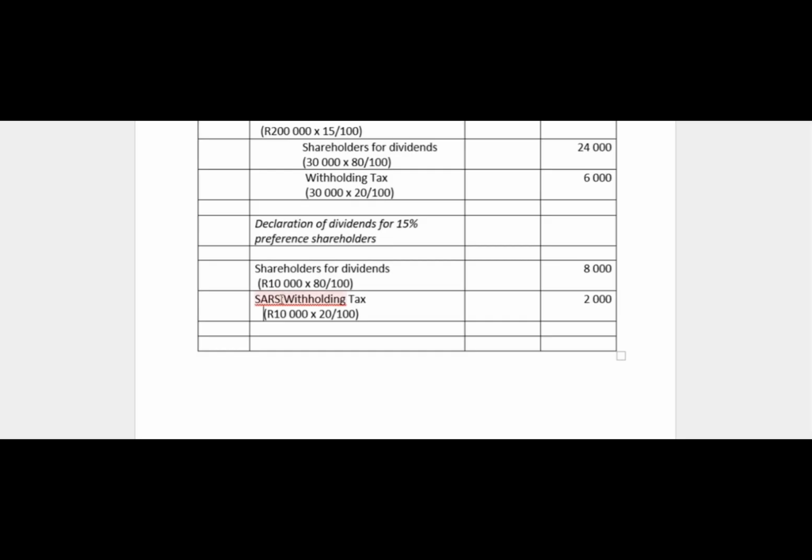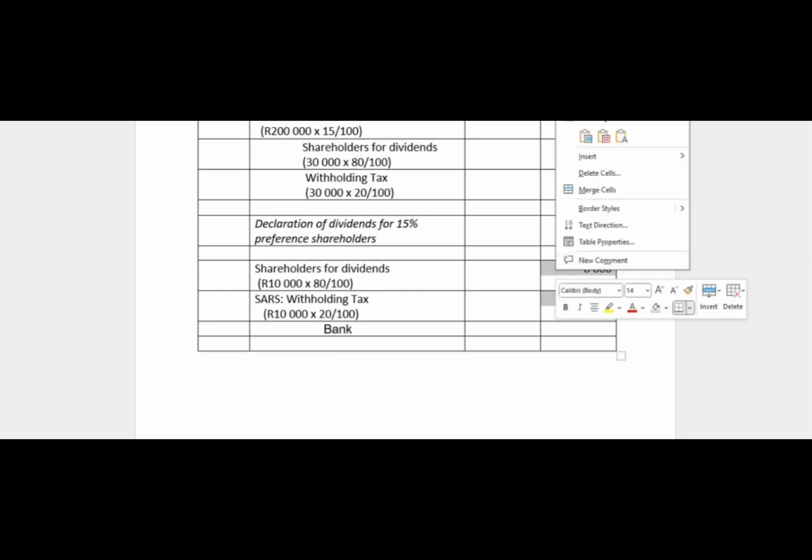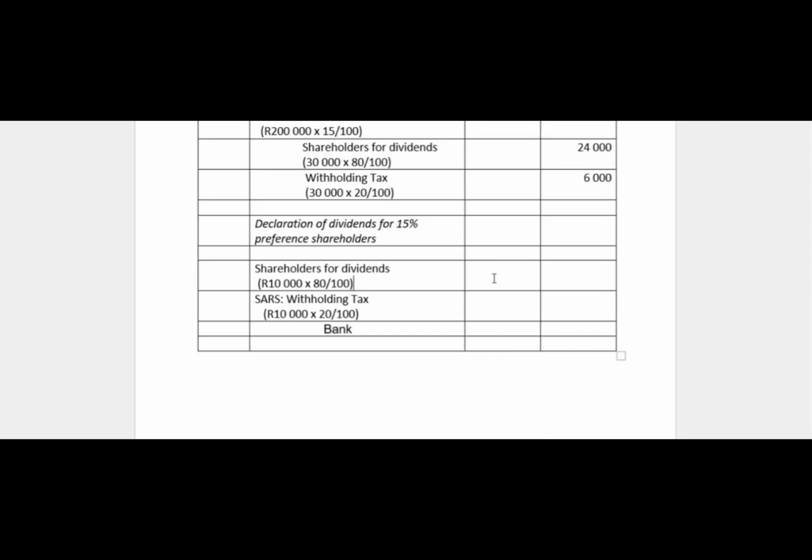Because we are paying, we're going to credit the bank. Remember, the bank is the one that is decreasing this time. Because when you make a payment, your bank is decreasing. So you're going to say bank right there. And then remember these ones have to come on the other side. Just going to cut, paste, just to make things fast. Okay, and then you come this side, you say you are paying 10,000. Remember, 22,000 for Sars, 8,000 for the shareholders.